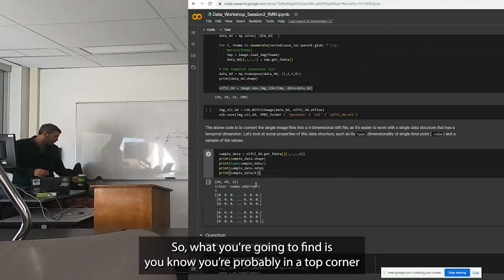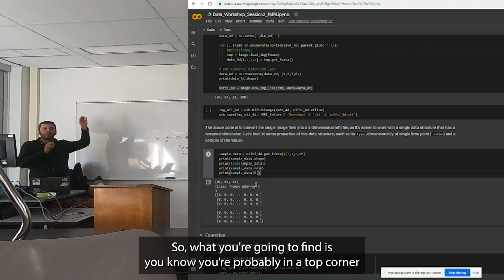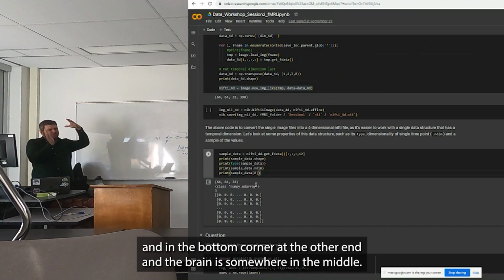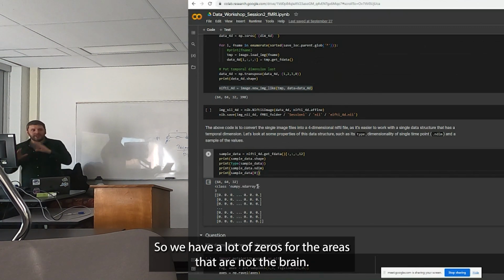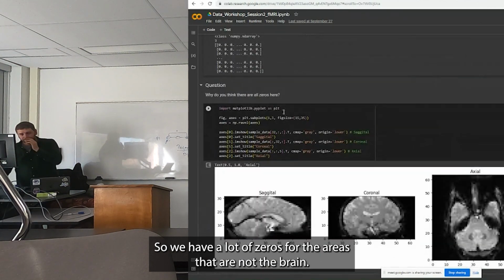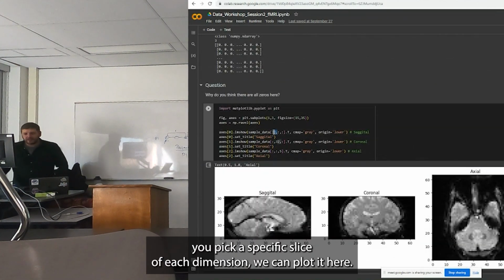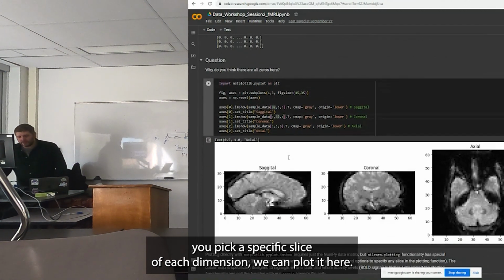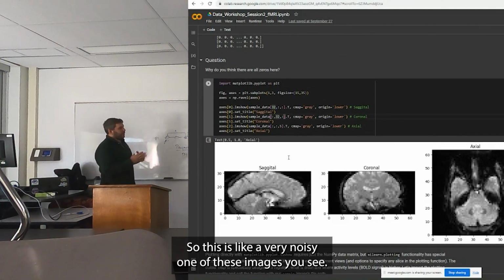What you're going to find is you're probably in the top corner and in the bottom corner at the other end, and the brain is somewhere in the middle. So we have a lot of zeros for the areas that aren't the brain. We take a specific slice of each dimension, and we can plot it here. So this is very noisy.